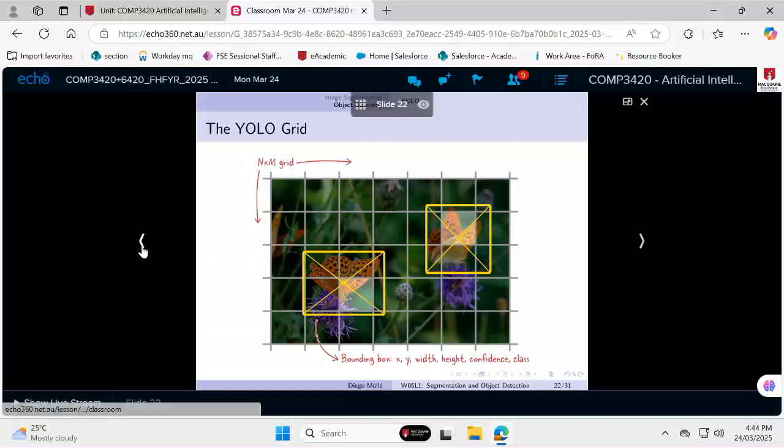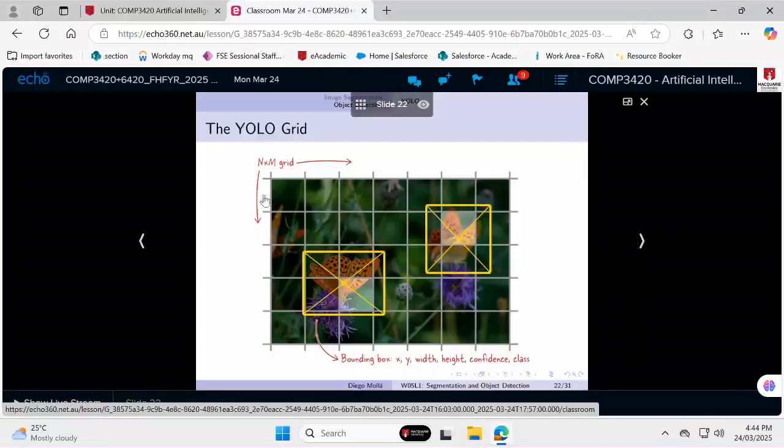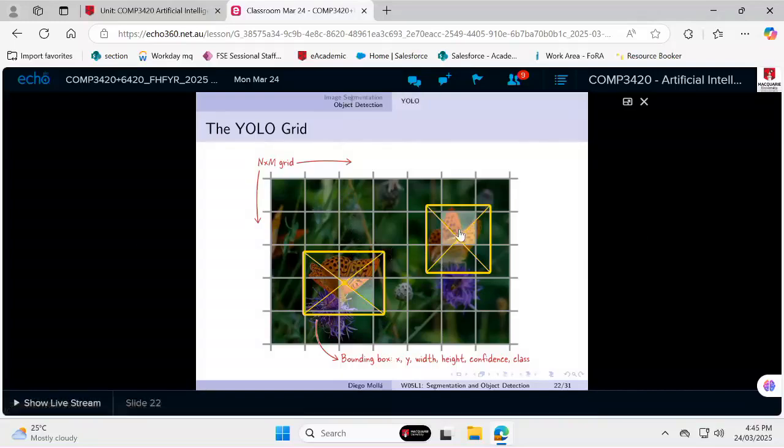So I'll try again. You have 7 times 7 at the very end of the convolutions. That is effectively dividing the original image into a grid of 7 times 7 boxes. And each cell in the grid is going to try to identify a number of bounding boxes. It's going to find bounding boxes which are centered in there. In this example, we are showing 2 bounding boxes, on a smaller grid.